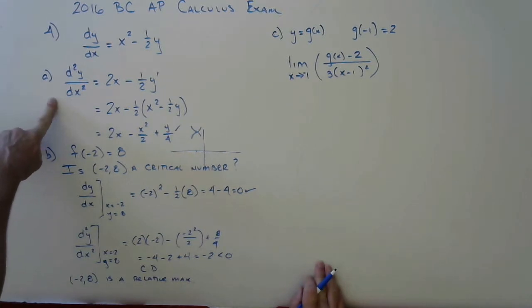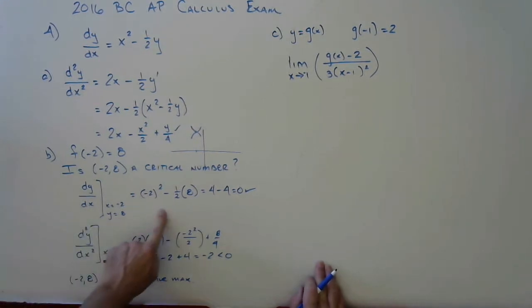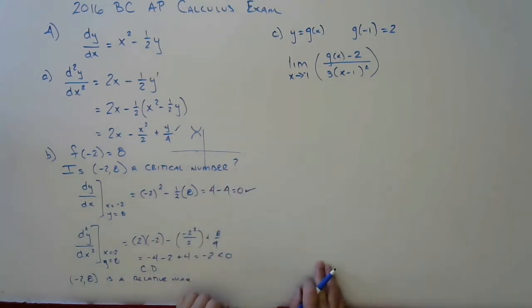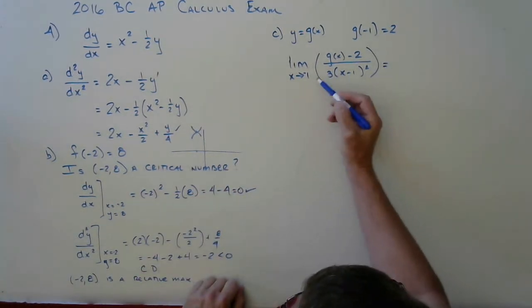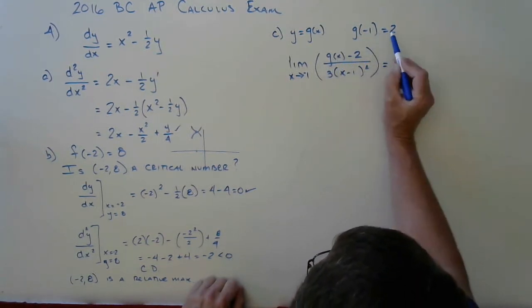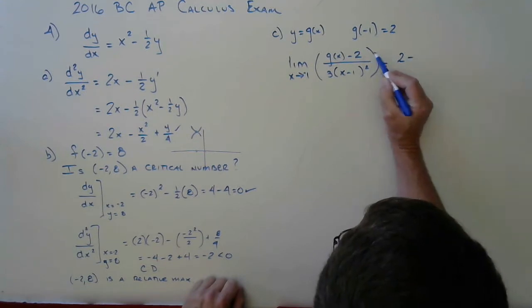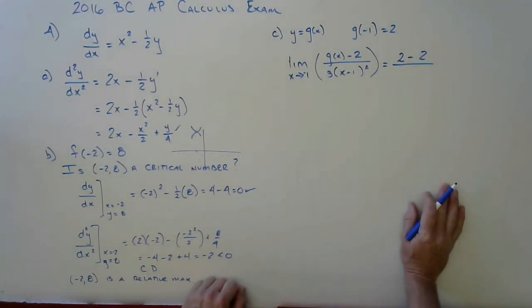They asked us to find the second derivative. Why did they want us to find the second derivative? Well, they wanted to see if we understood how to find it, and on top of that, we needed it to discuss relative min and relative max in part B. Now over here, they're asking us to find the limit. What do we get when we plug in -1? That's our first go-to move. When I plug -1 into g, I get 2, so that's 2 minus 2, which is 0. Not the end of the world, 0 in the numerator is fine.